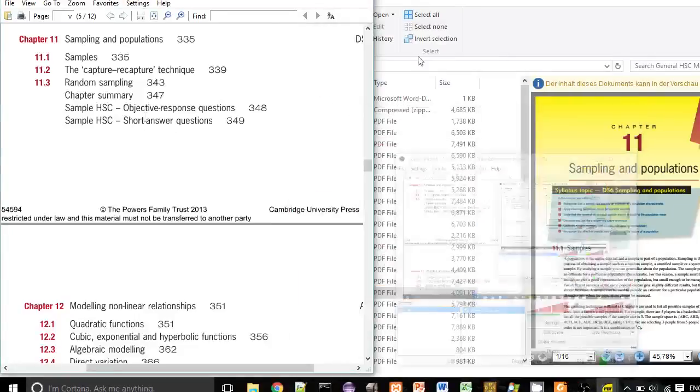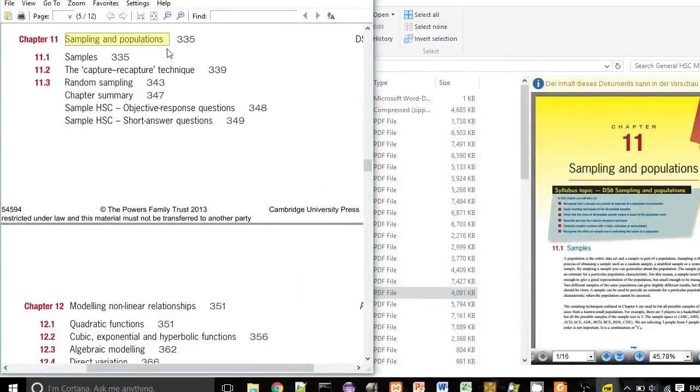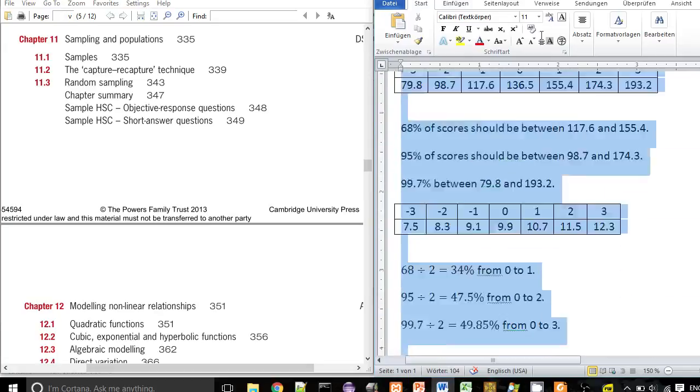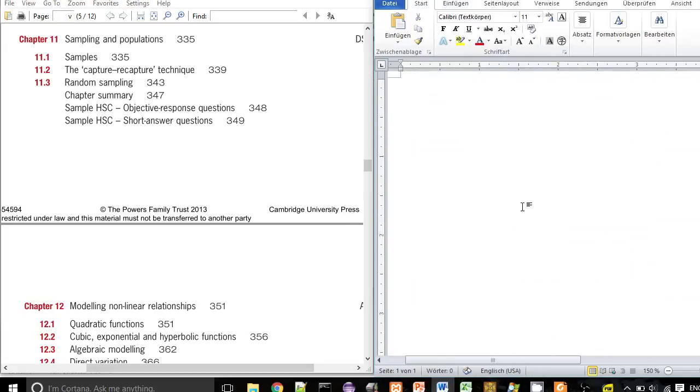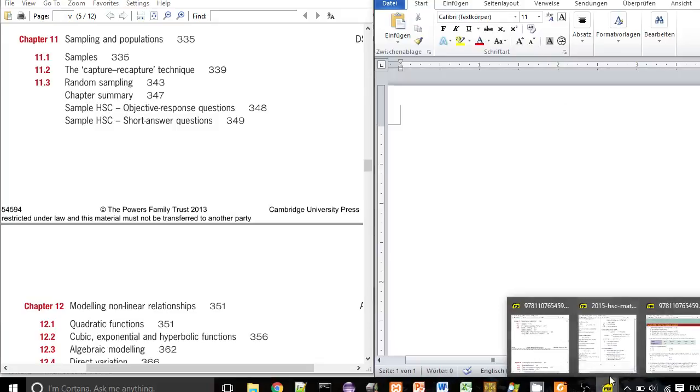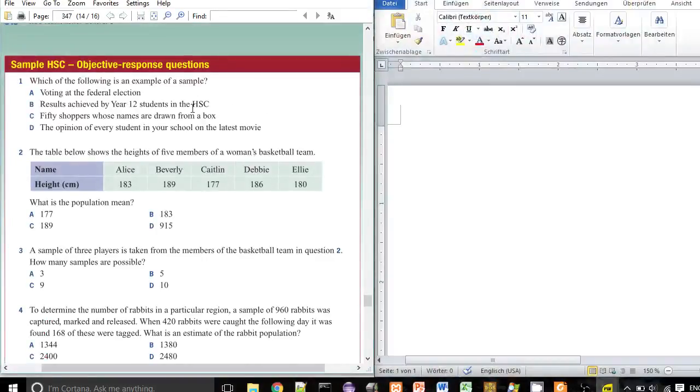Okay, hello. Sampling and populations with your favorite capture, recapture technique, and whatever else is in this topic. Alright. We're going to delete all this from a previous tutorial. Sorry, it's hard to take this seriously.